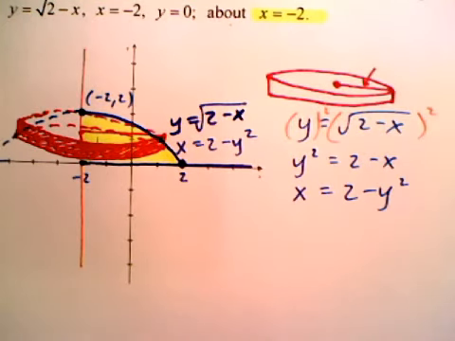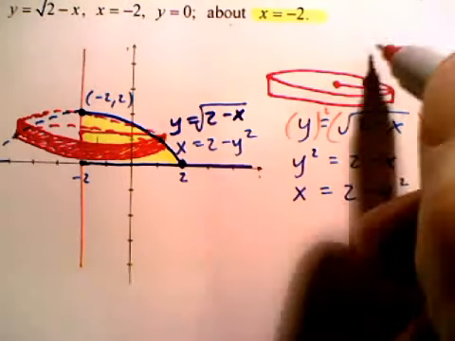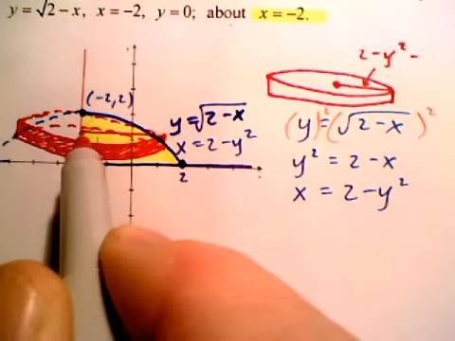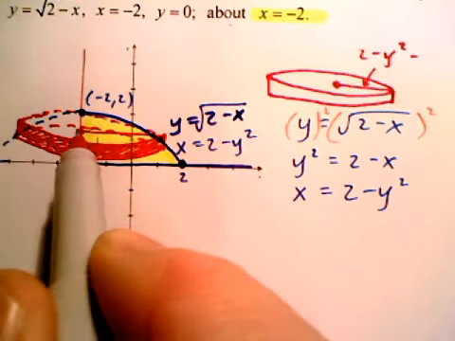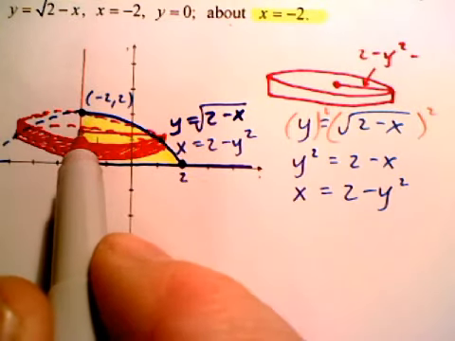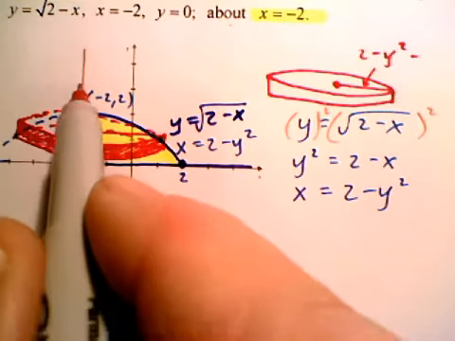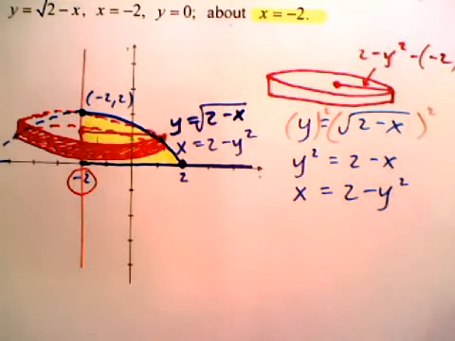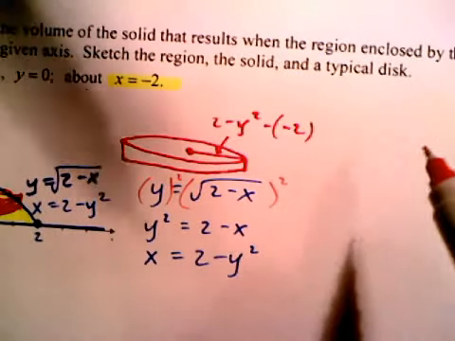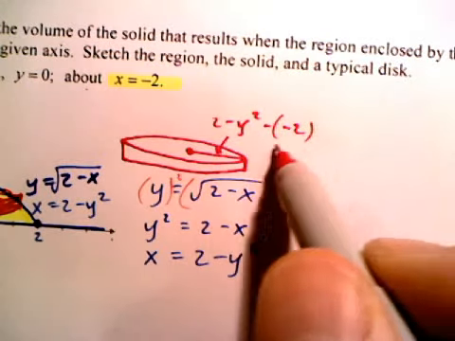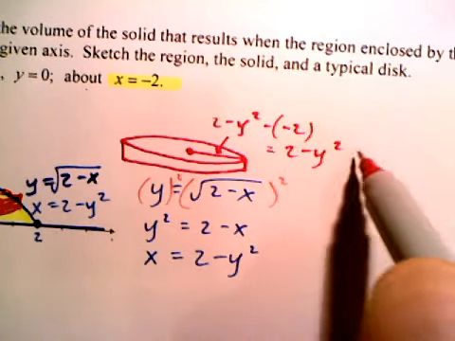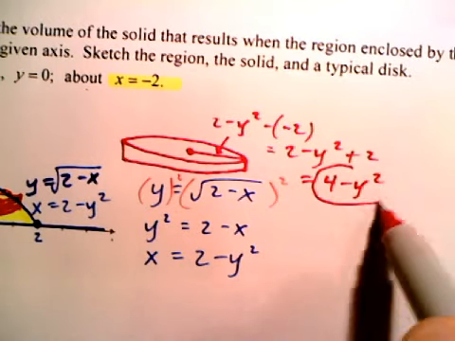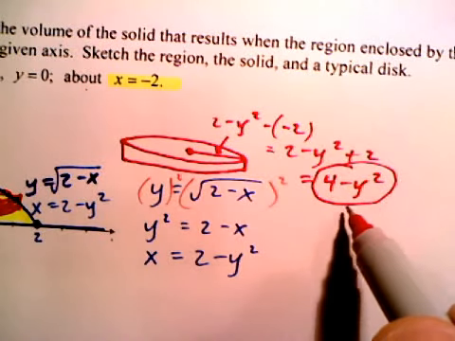Okay? So the right-hand side, again, we just figured that out, is 2 minus y squared, minus the left-hand side, meaning the left-hand value as a function of x, x equals negative 2. So we subtract negative 2. It's okay to subtract negative numbers. So we get 2 minus y squared plus 2, so we get 4 minus y squared. That right there is our radius.